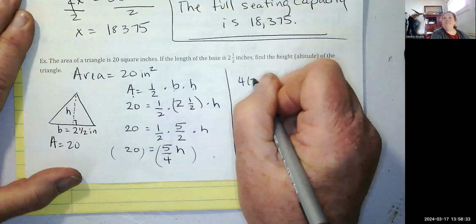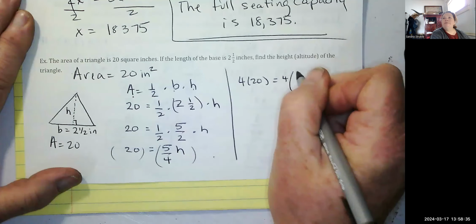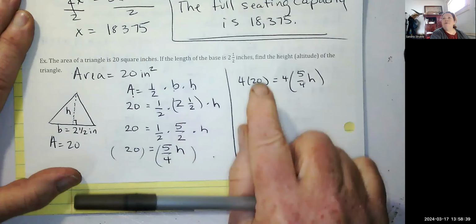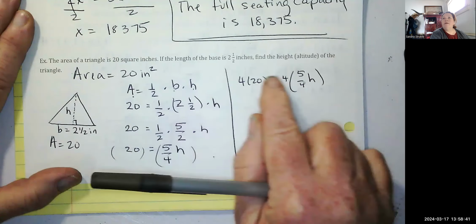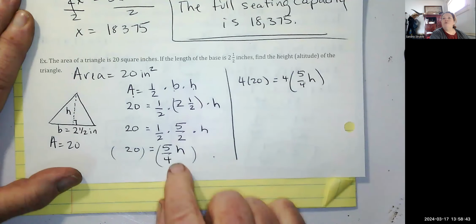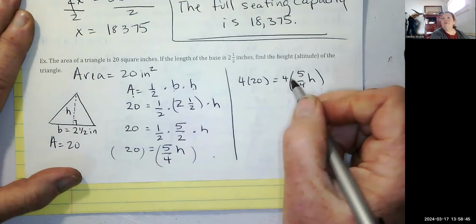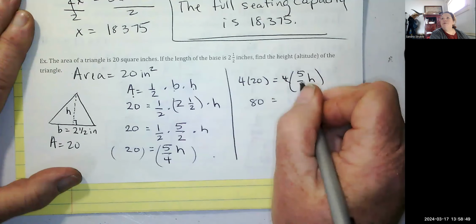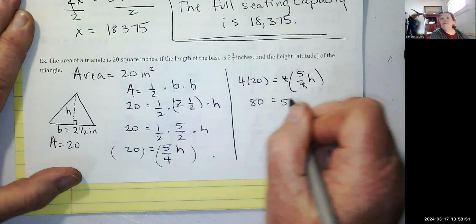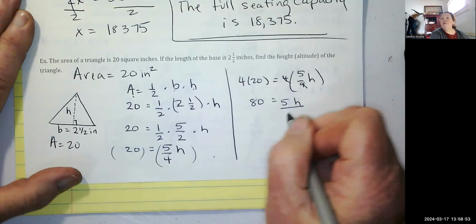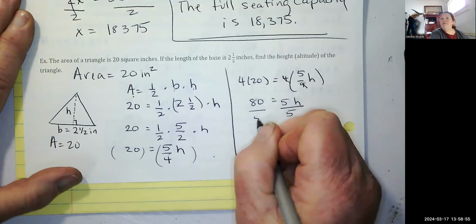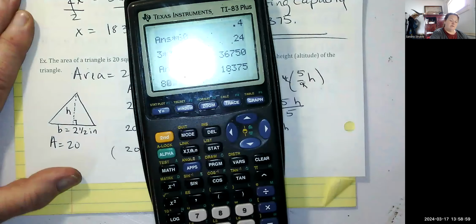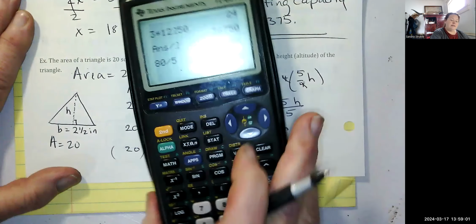4 times 20 is equal to 4 times 5/4 h. Notice I didn't do anything else other than put 4 times 20, and then 4 times the entire 5/4 h. 4 times 20 is 80. These reduce and give us just 5h. Solving for h, we divide both sides by 5, and we get h is equal to 80 divided by 5, and you get 16.